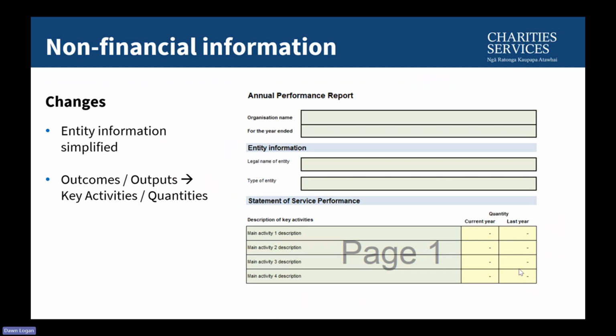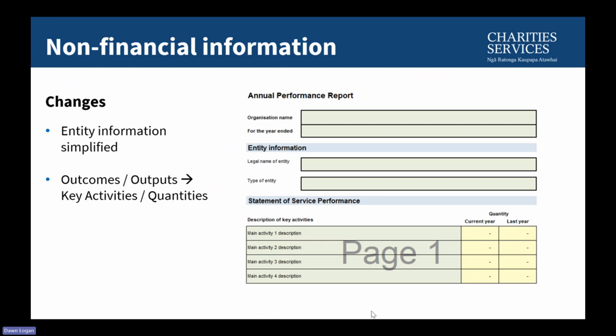Now we're going to take a closer look at the performance report template and talk through the changes. Don't worry if the images are a little hard to read on the slides. You'll be able to read everything on the template itself. You'll see on the template that the entity information section has been simplified and now only requires you to record your charity's legal name and any other name you're known by, and type of entity. For example, you may be a charitable trust or an incorporated society. If you're unsure what type of entity your charity is, you can check the Companies Office website.